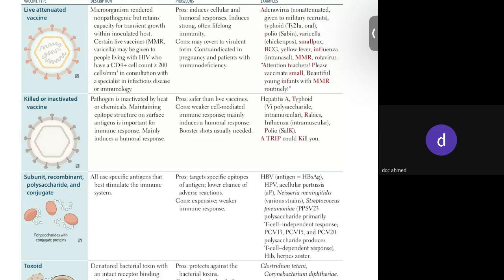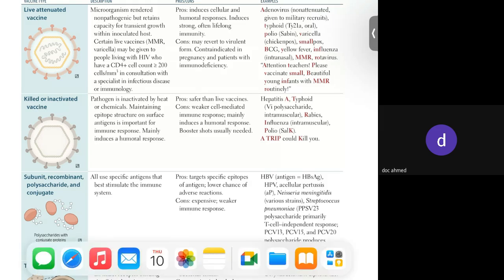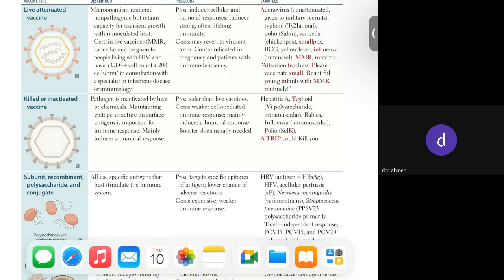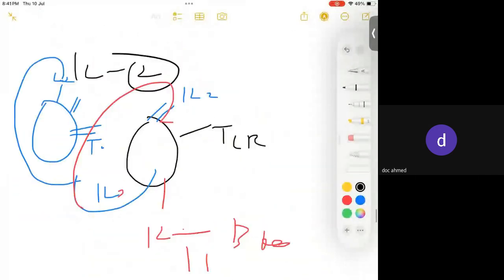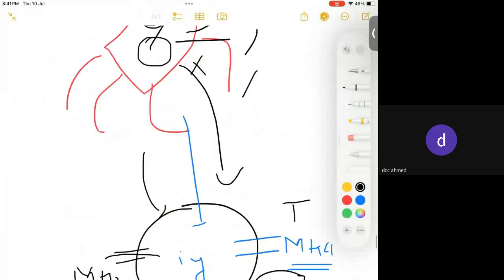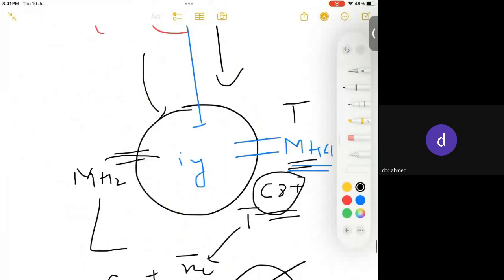We have weaker cell mediated and good humoral response. The idea is really clear because we discussed that cell mediated comes whenever you infect a cell. The cell mediated CD8 positive was coming whenever you were infecting a cell and it was presenting everything on MHC1, right? That was infection, right?